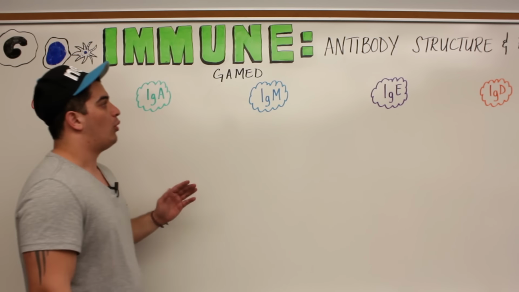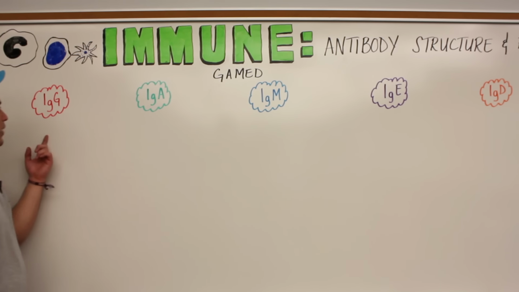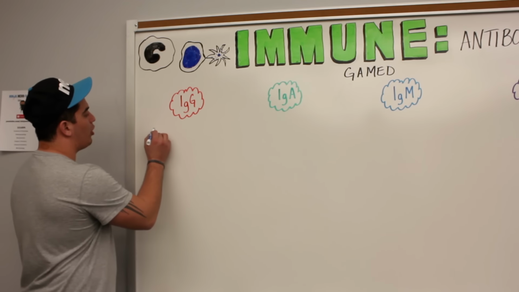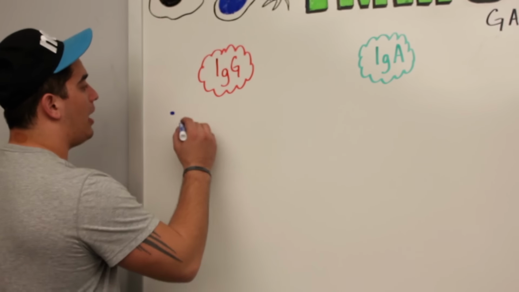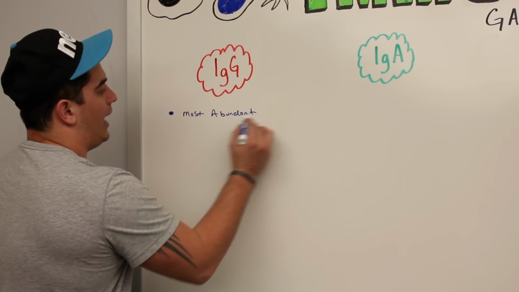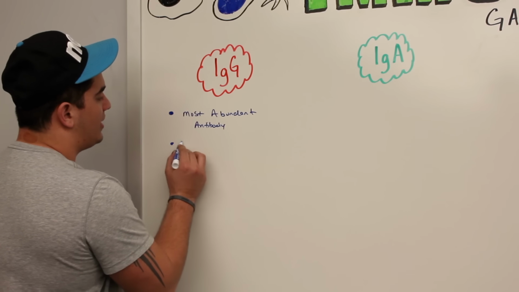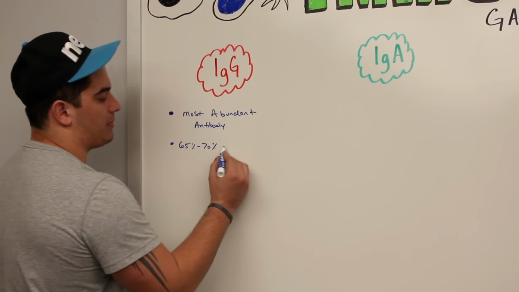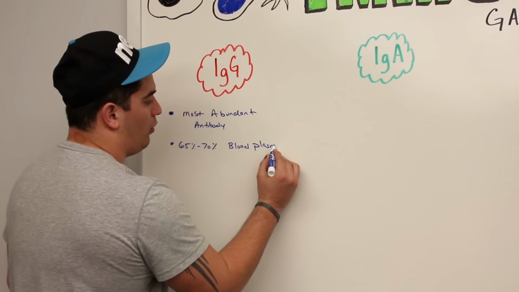Now what we're going to do is go into detail on each different type of antibody. So let's dive right into the IgG antibody. One thing you're definitely going to want to know about this guy is that he is the most abundant antibody. Out of all of these antibodies, he is the most abundant. About 65 to 70% of him is found within the blood plasma.